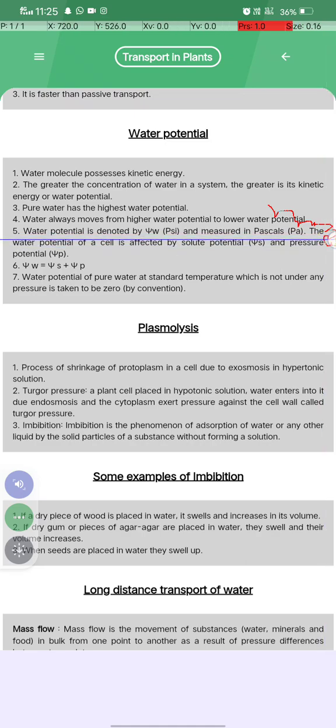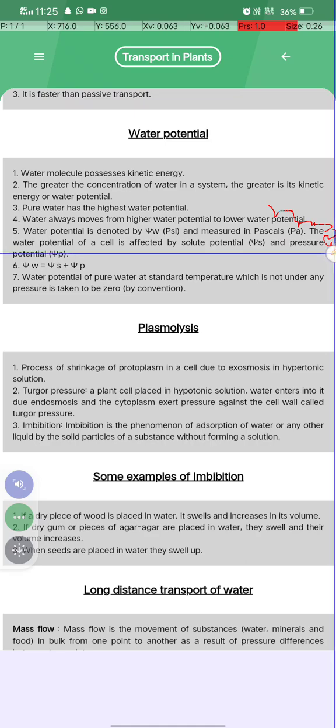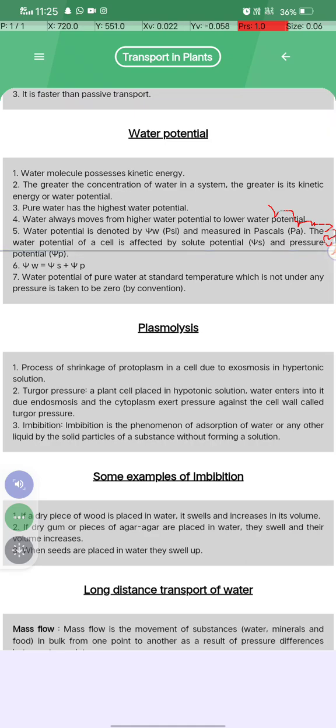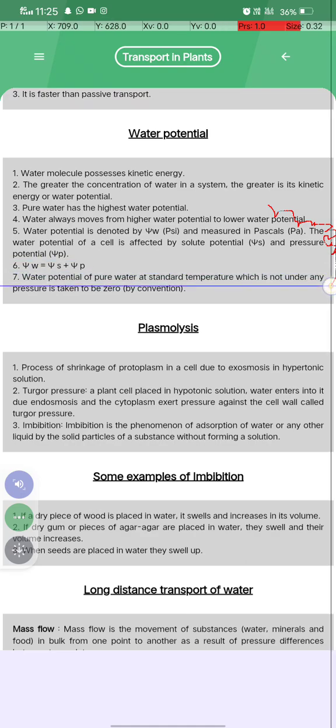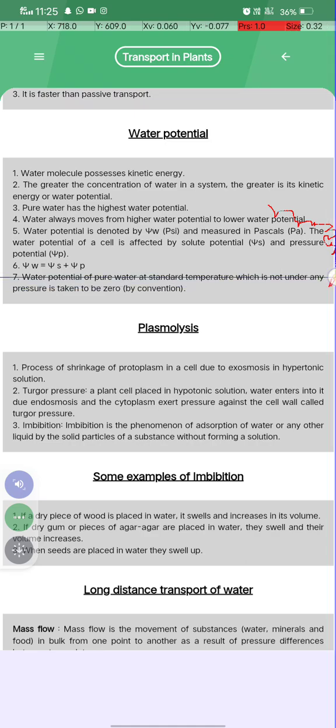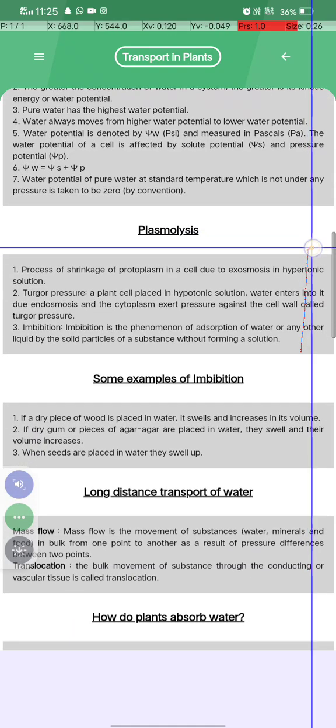And water potential of the cell is affected by the solute potential and pressure potential. Okay, psi p, psi w, psi s and psi p. Water potential of pure water at standard temperature, which is not under any pressure, is taken to be zero by convention.